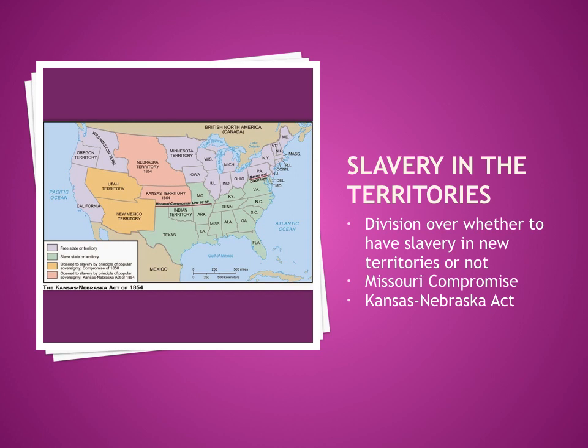Slavery in the territories. While many Northerners were against the complete abolition of slavery in the South, there was a general belief that it should not be expanded to new areas. As more states were created, Southerners wanted them to be slave states, and Northerners did not. How did they get to this point? From 2 prior acts of Congress.